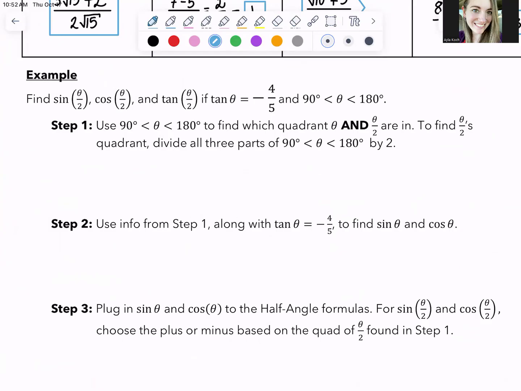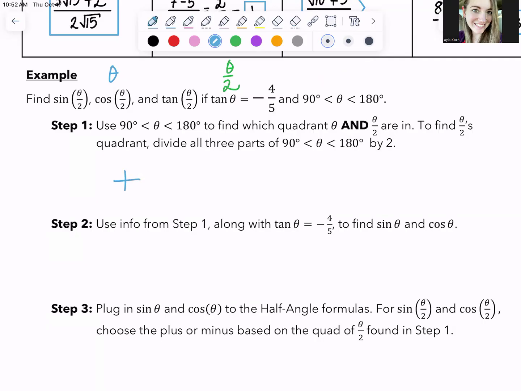So our first step on them, we were asked to find cosine, sine, and tangent of theta over 2, and we're given the fact that tangent of theta is -4 over 5, and that theta is between 90 degrees and 180 degrees. So we're going to use the information given to us here to find the quadrants of both theta and theta over 2. I'm going to go ahead and color code this. I'm going to have theta be in blue. I'm going to have any work I do on theta over 2 be in green.